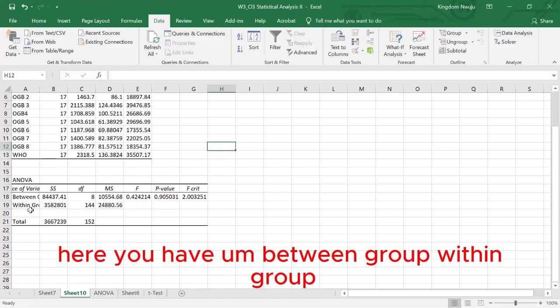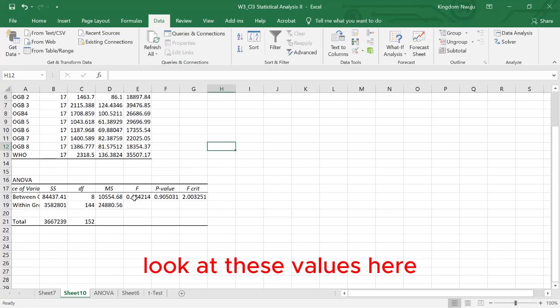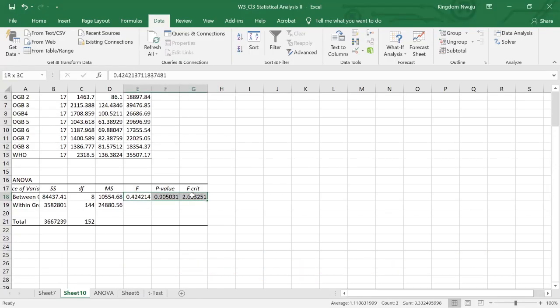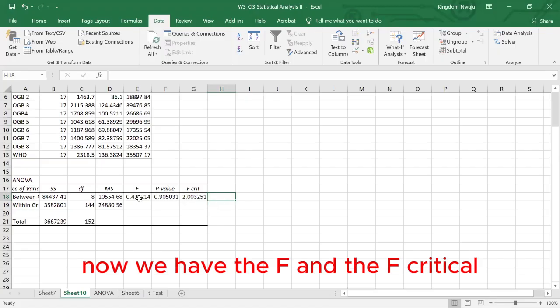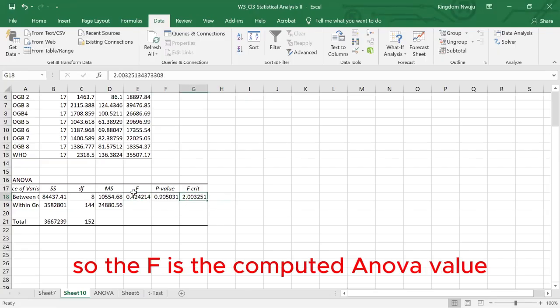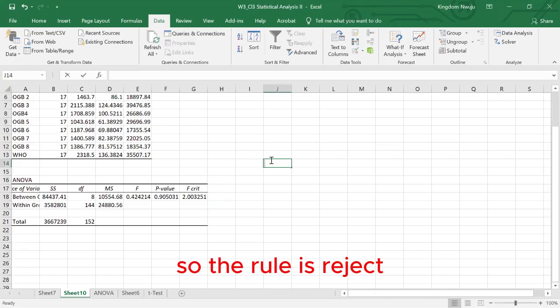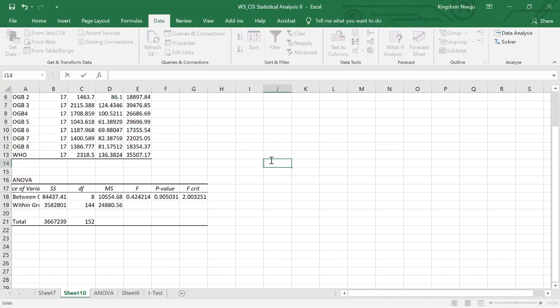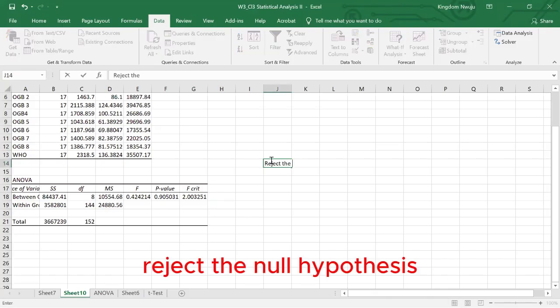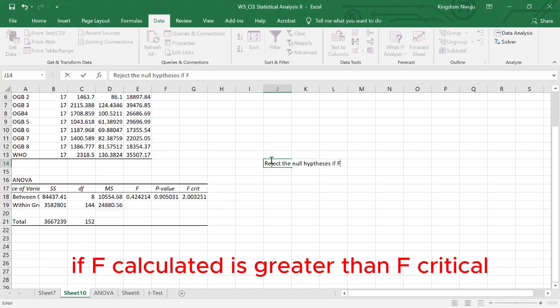Now look at this output results here. You have between group, within group. Look at these values here. Now we have the F and the F critical. So the F is the computed ANOVA value, while the F critical is the one from the statistical table. So the rule is reject the null hypothesis if F calculated is greater than F critical.